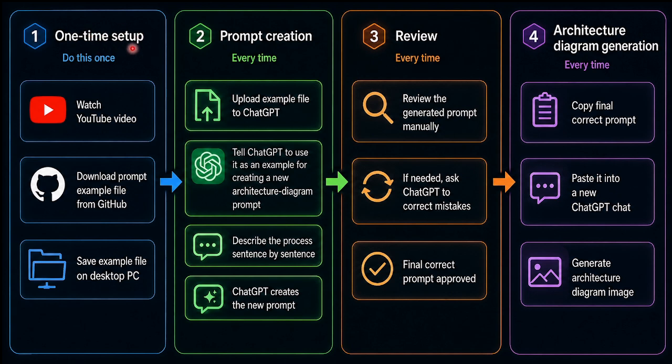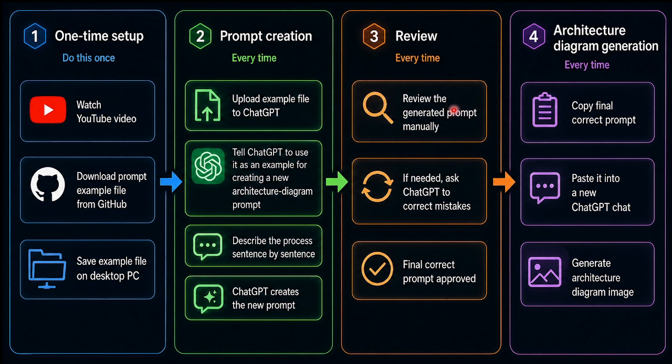We start on the left with this one-time setup. You watch the YouTube video, which you already did. You download my prompt example file from my GitHub and you save it to your local desktop PC. Then you create a new prompt, you upload the example file, you tell ChatGPT to use it as an example, so that is your one-shot prompt. You describe your process sentence by sentence, then ChatGPT will create a new prompt for you for the diagram creation.